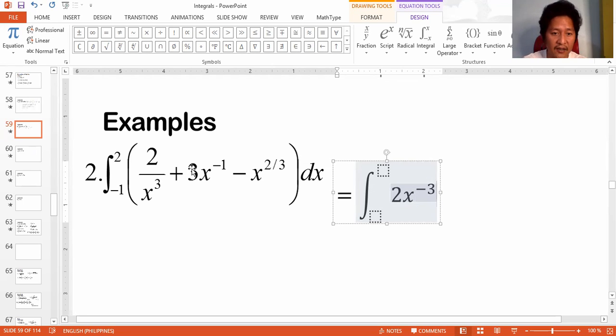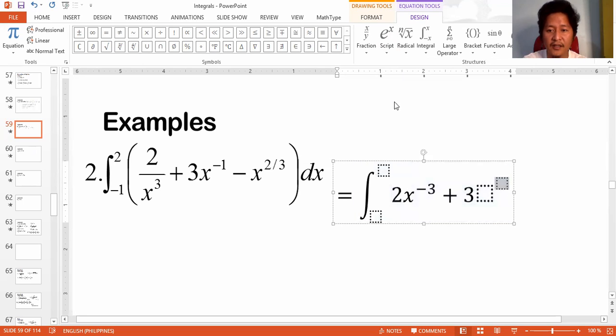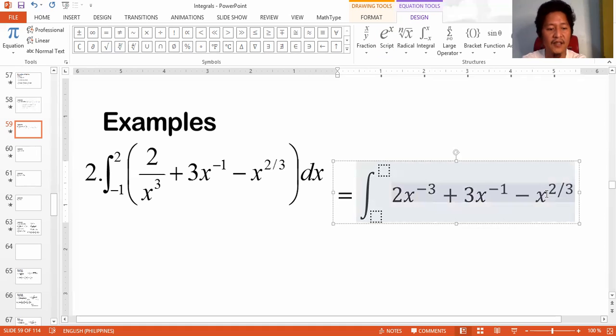So kopyahin na natin itong iba. Yung 3, plus 3x to the -1. Kopya si x to the -1. Okay, and then minus, calculate natin si x raised to, in this case, 2/3. Then dx. And then the lower limit is -1.